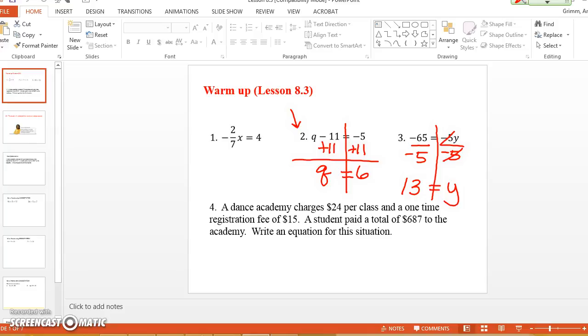And number 1's the hardest one because you have to remember how to solve with fractions. And that always seems more difficult. Who remembers how to do that? Justin. You take the negative 2/7 and you just flip it, and you do 4/1 times 7/2. Very good.